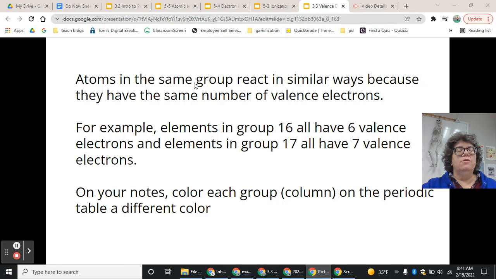But atoms in the same group react in similar ways because they have the same number of valence electrons. I said that before. We said it in the last video. Same group, same column, same properties because they have the same number of valence electrons. So example, everything in group 16, they all have 6 valence electrons. Everything in group 17, they all have 7 valence electrons.